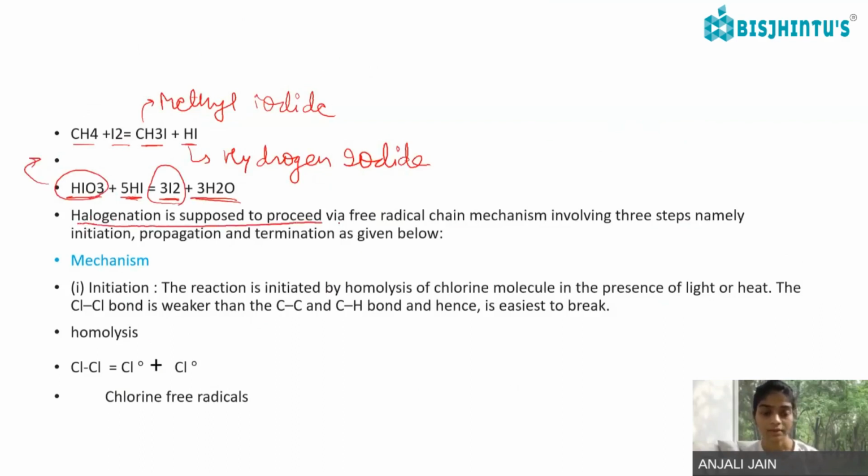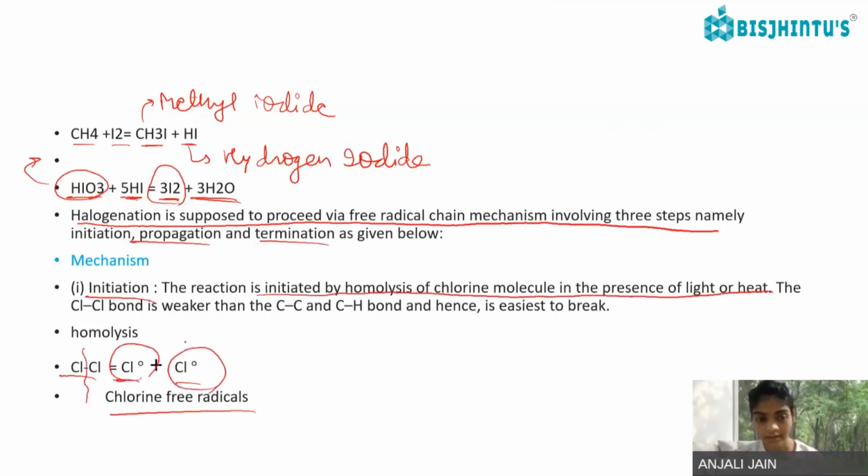Halogenation is supposed to proceed via a free radical chain mechanism involving 3 steps: first is initiation, then propagation, and termination. In the process of initiation, there is homolysis of the chlorine molecule in the presence of heat or light. Homolytic cleavage takes place, giving one free radical on the first chlorine and a second free radical on the second chlorine. The Cl-Cl bond is weaker than the C-C and C-H bonds, and hence it is easiest to break. This process is known as homolysis.